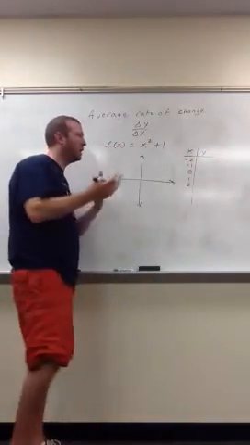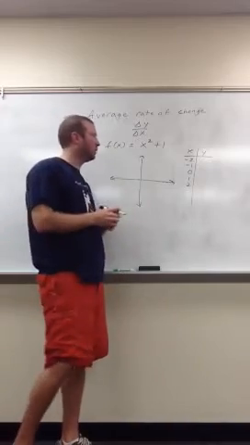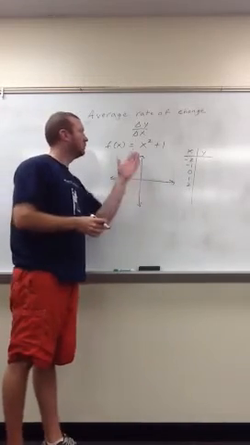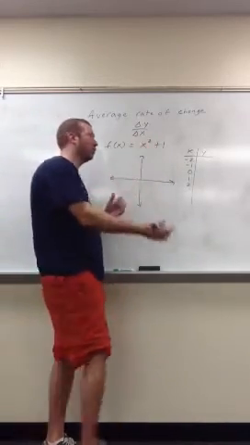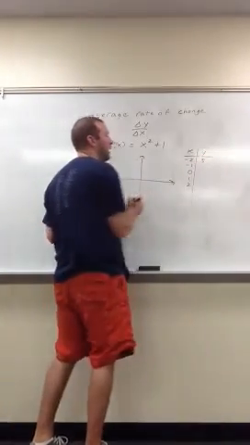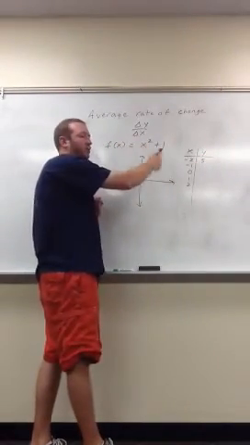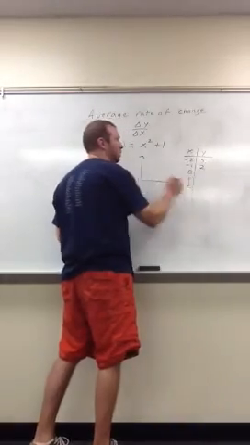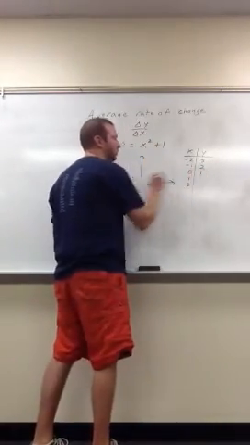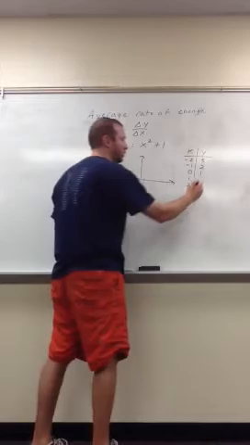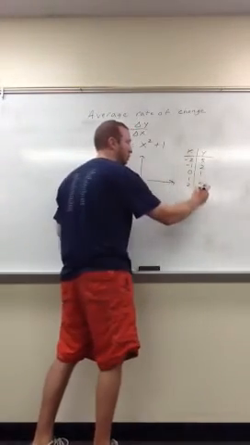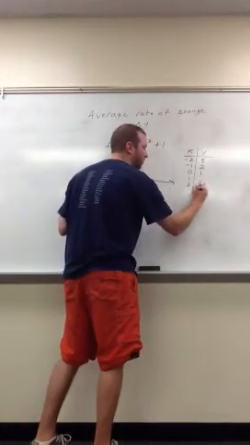So I'm going to plot -2, -1, 0, 1, and 2. When I plug those in, -2 squared is 4, plus the 1 is 5. -1 squared is 1, plus 1 is 2. 0 squared is 0, plus 1 is 1. You follow along. 1 squared plus 1 is 2. And 2 squared plus 1 would be 5.